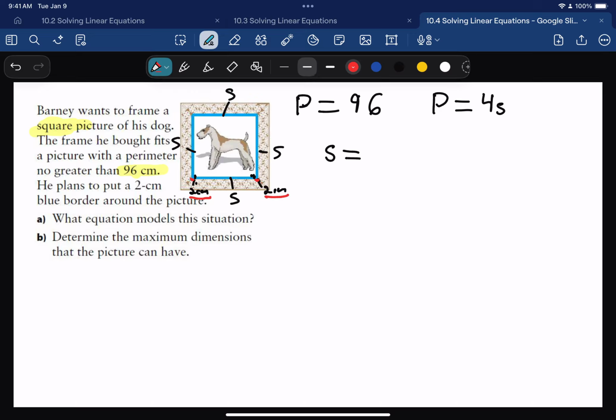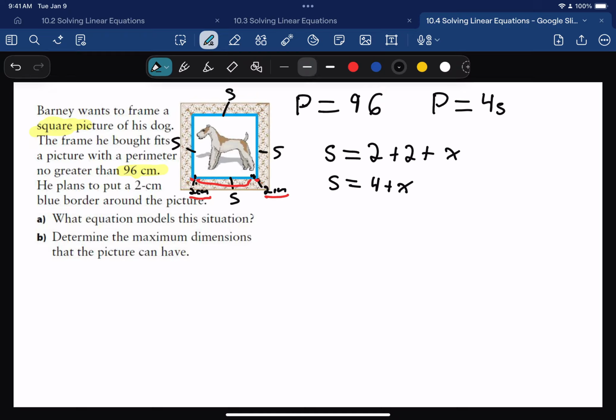So 2 plus 2. Our side length would be 2 plus 2 plus whatever this is in the middle. We don't know what this is, so let's call that x. 2 plus 2 plus x. Or we could simplify, because we know 2 plus 2 is 4, so we could say 4 plus x.